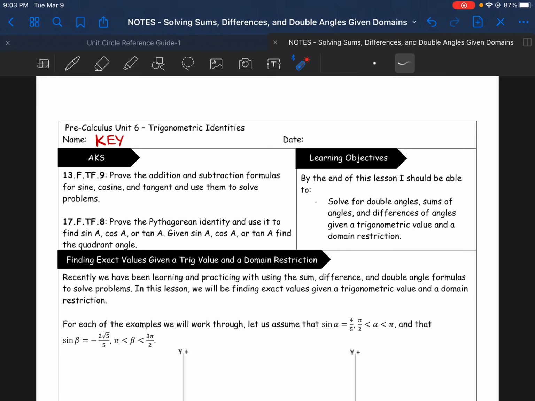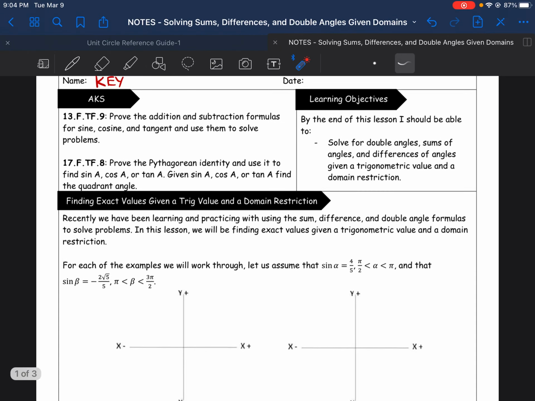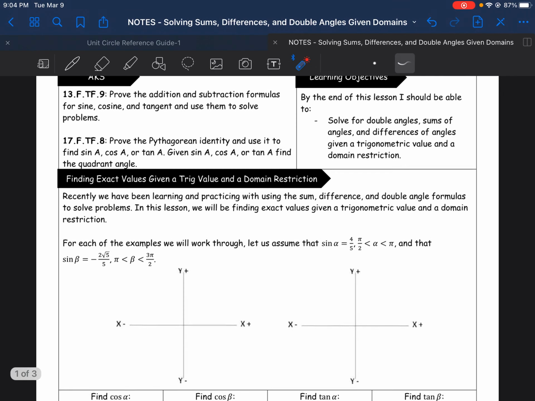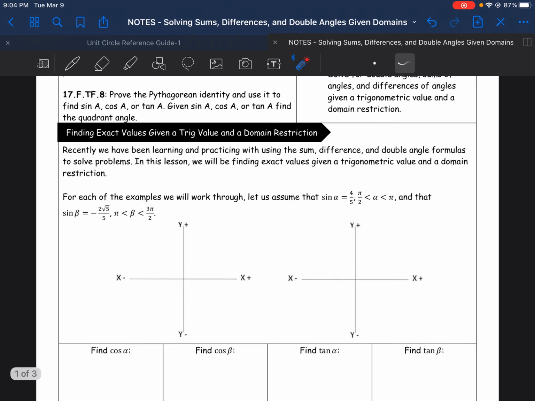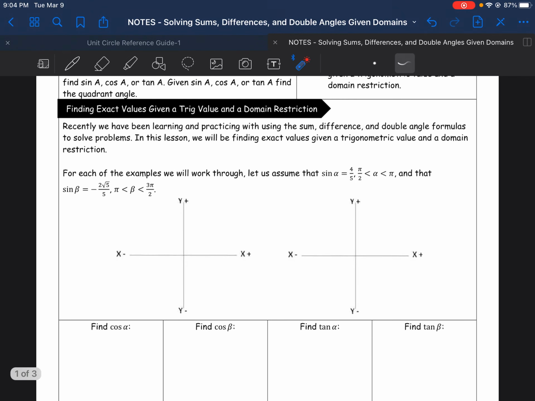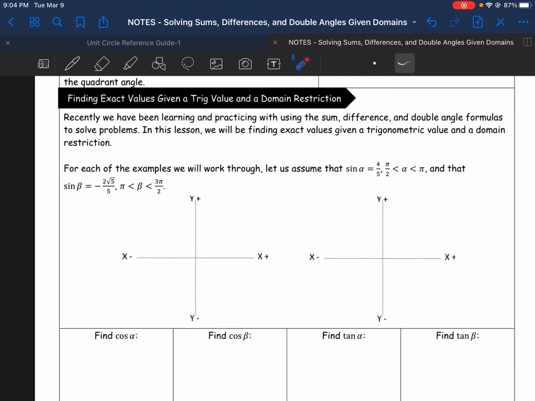In today's video, we're going to be solving for double angles, sums of angles, and differences of angles given trig values and domain restrictions. Let's go ahead and get started. So previously, we've been proving and practicing with the sum formulas, the difference formulas, and we recently proved the double angle formulas for trig. In this lesson, we're going to be finding exact values, given trig values and a domain restriction. So for all the examples in the notes today, we're going to be using this information.